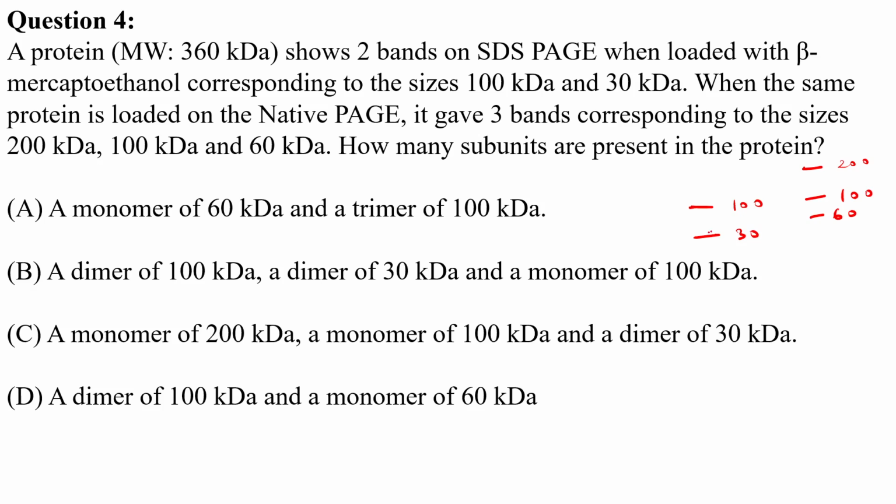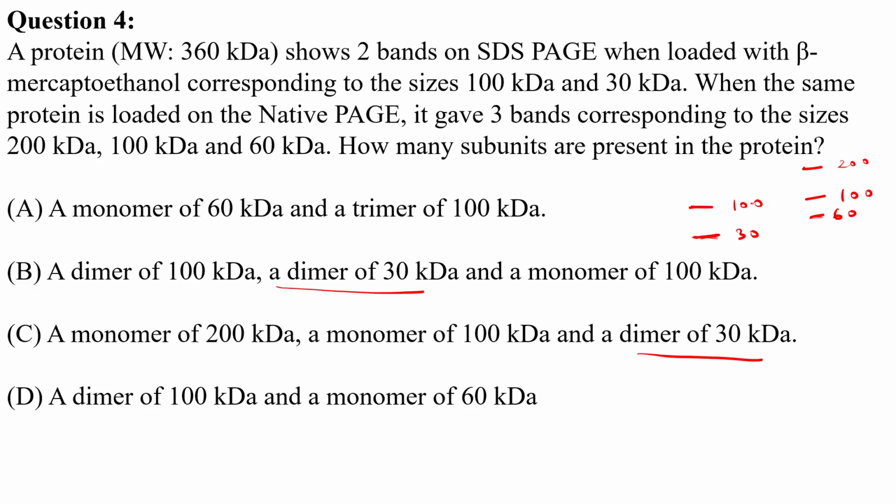So, whatever we saw on SDS PAGE, definitely these are the monomeric forms, right? So, either there is a monomer of 30 or a dimer of 30 that is making the 60. Now, we don't see a 60 kilodalton band on SDS PAGE. So, there is no monomer of 60. That means there is a dimer of 30. So, dimer of 30 kilodalton is actually correct. Both the options have that.